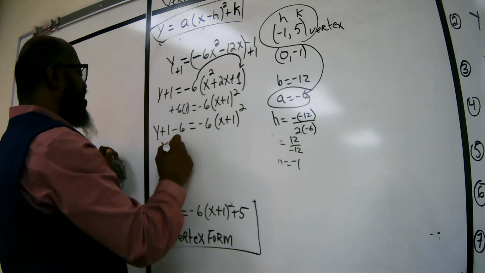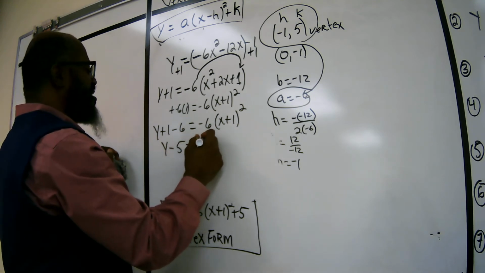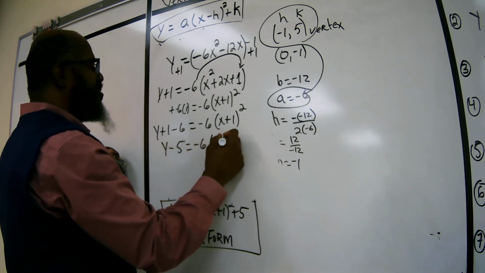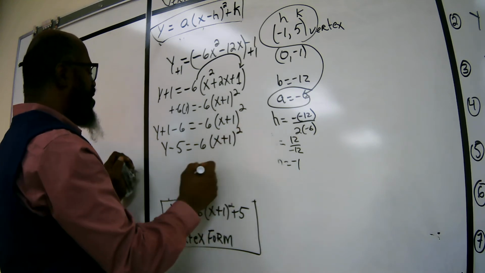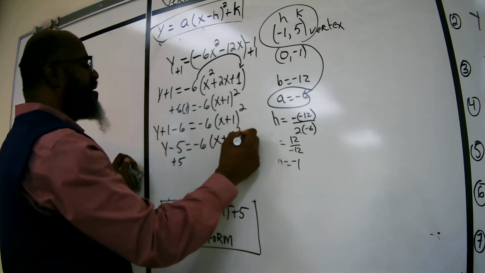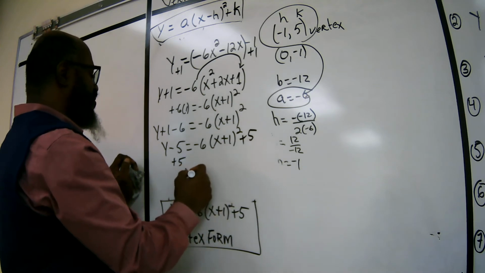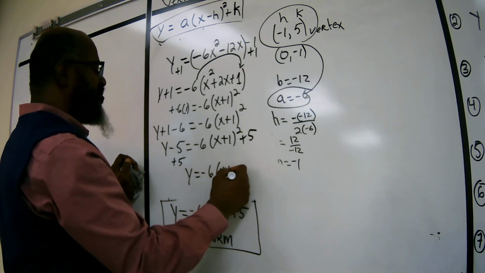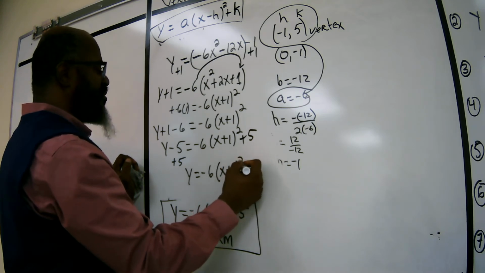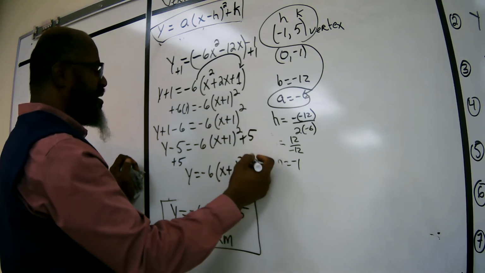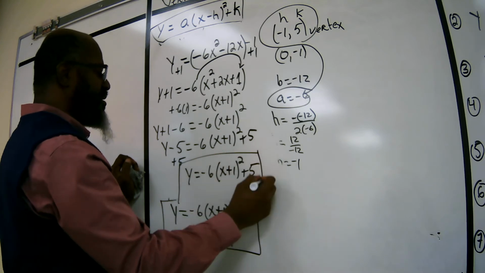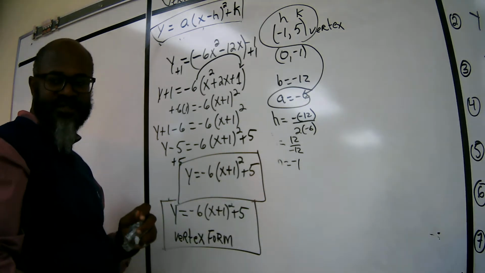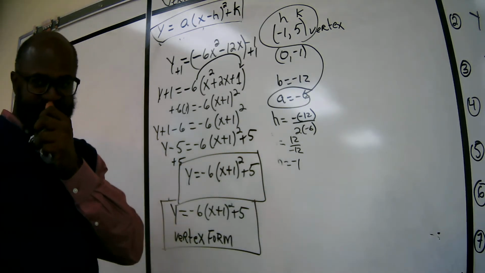I will have y minus 5 is equal to negative 6 times x plus 1 squared. I'm solving for y. I add 5 on each side. Then I'm home sweet home. My equation is in vertex form using completing the square. Either way, the answer will not change. So this is vertex form.